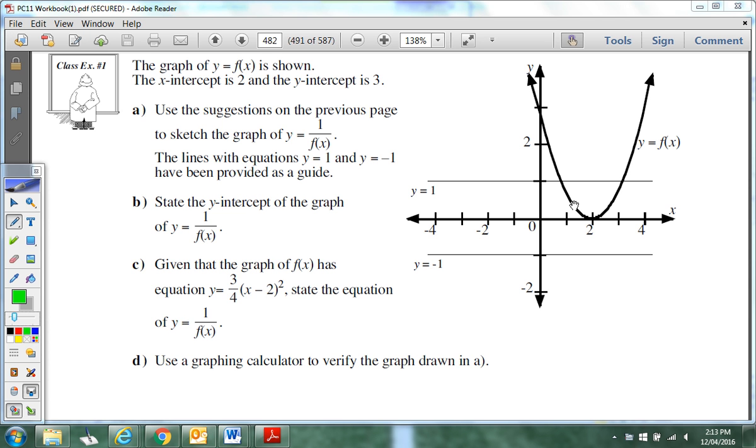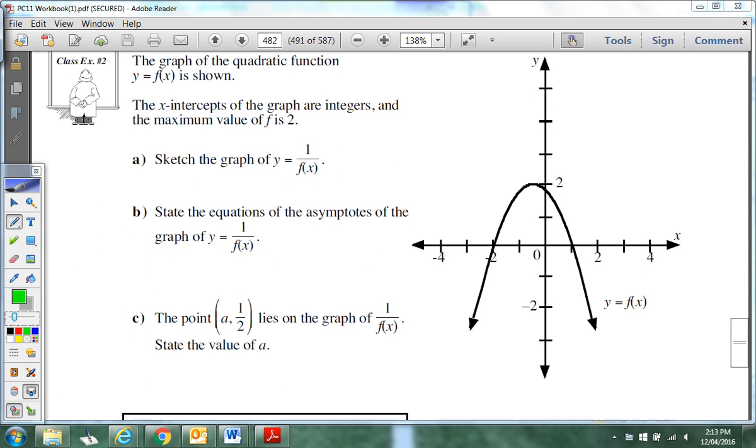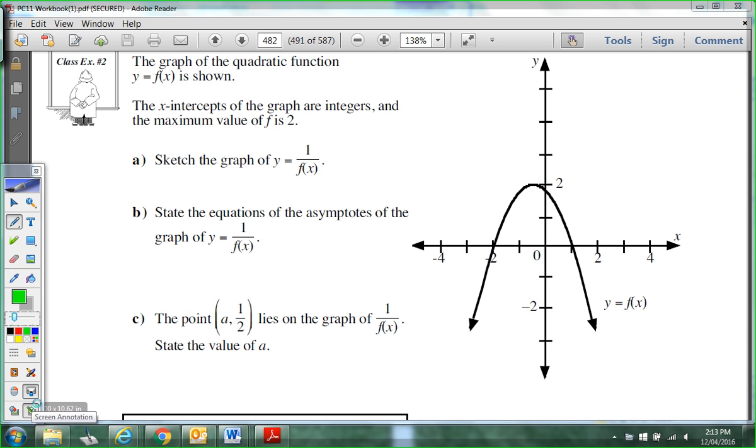All right, so now we're on example 2. The graph of the quadratic function f of x is shown. The x-intercepts of the graph are integers, and the maximum value is 2. Sketch the graph of y equals 1 over f of x. So we're going to use information that we see here. The things that are important for help: that's important, that's important, those are asymptotes. I also can draw my y equals 1 line, or y equals negative 1 line. So I'm going to have 4 invariant points where those intersect.